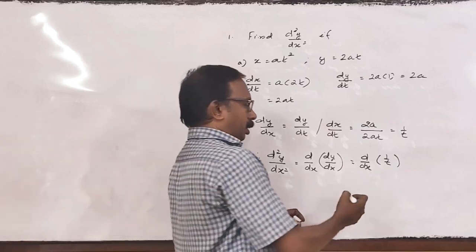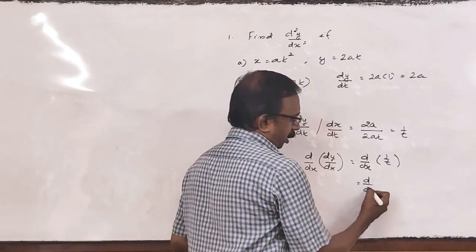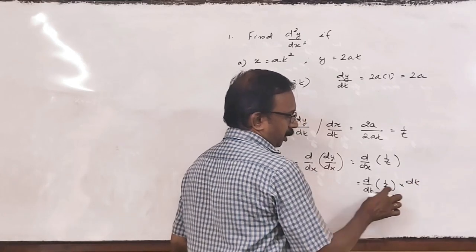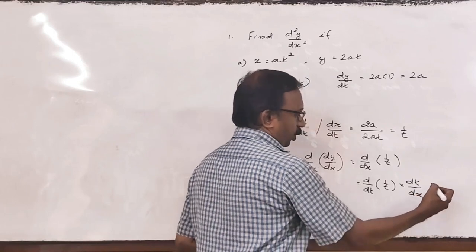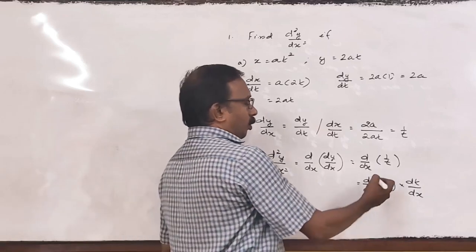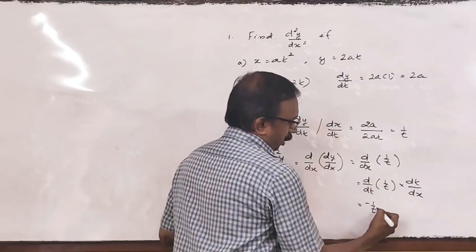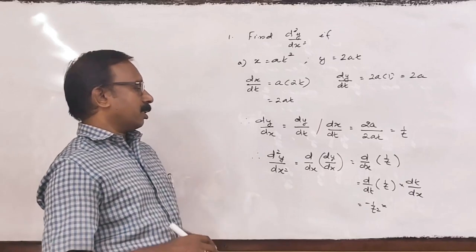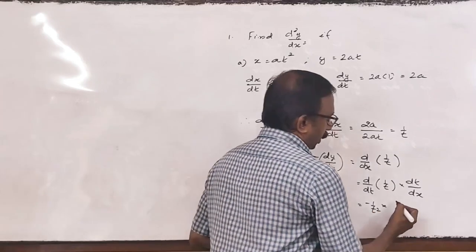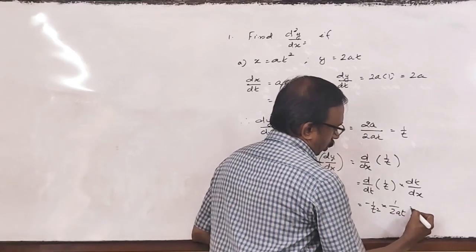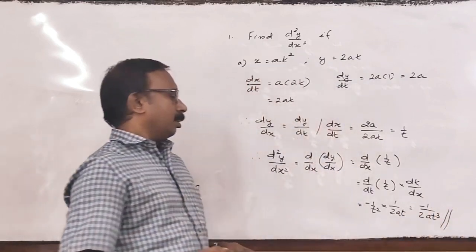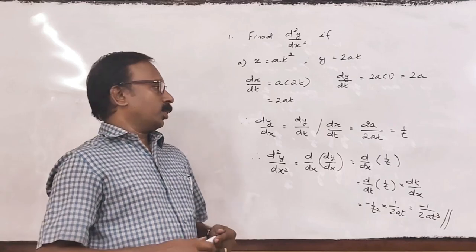Therefore, we have to convert this d by dt of 1 by t; we multiply by dt and introduce dx. This dx goes to here. Now, the derivative of 1 by t is minus 1 by t square into dt by dx. dt by dx is the reciprocal of dx by dt, that is 1 by 2at. So the answer is minus 1 by 2at cube, minus 1 by 2at cube.